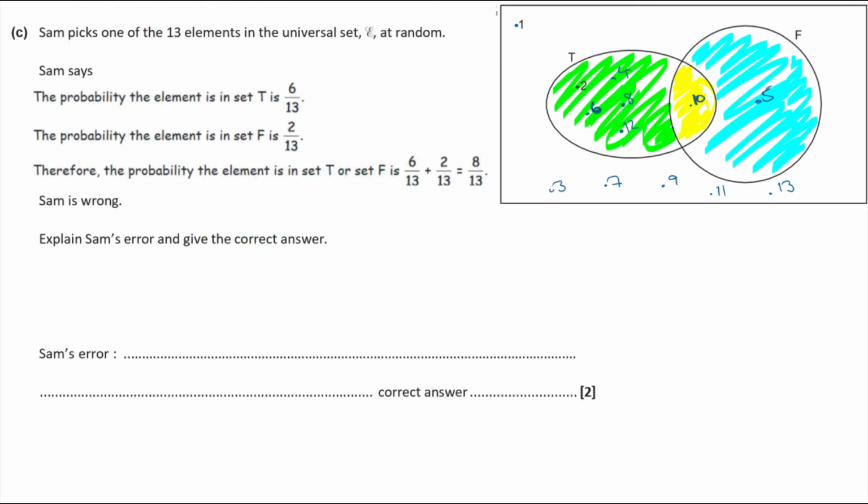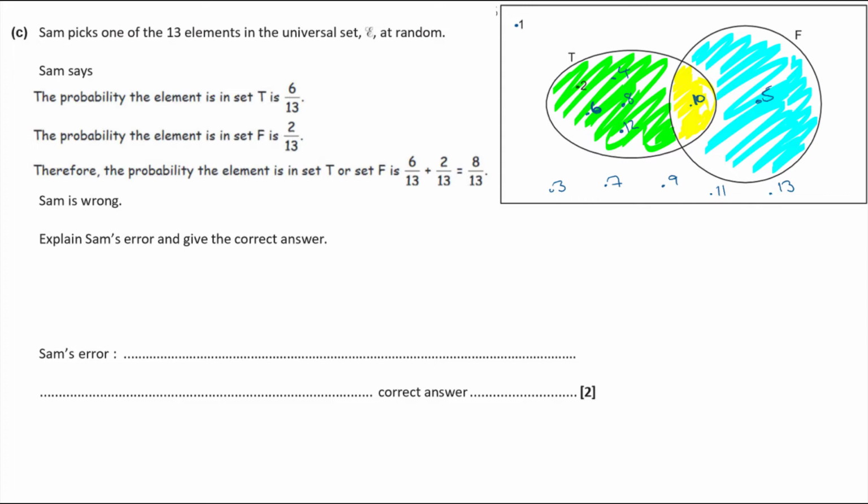Part C says Sam picks one of the 13 elements in the universal set at random. Sam says the probability that the element is in set T is 6 out of 13. The probability that the element is in set F is 2 out of 13. Therefore, the probability the element is in set T or in set F is 6 over 13 plus 2 over 13, which is 8 over 13. Sam is wrong. Explain Sam's error and give the correct answer.